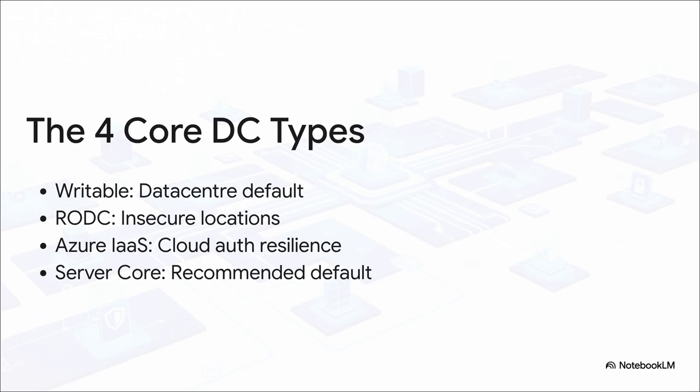This holds a full read-write replica of the NTDS.dit database. It's your go-to for a secure, on-premises data center. Second is the RODC, or read-only domain controller. You use this exactly where physical security just can't be guaranteed, like a retail branch office or out on a factory floor. Third is the Azure IaaS DC, which gives you that crucial cloud authentication resilience for your hosted workloads. And finally, Server Core. This is the headless, no GUI installation, which honestly should be your recommended default.